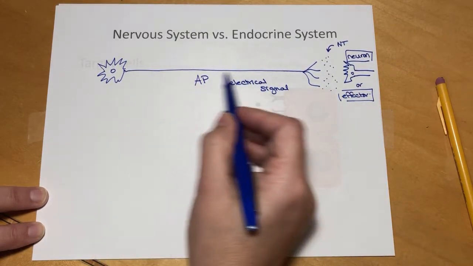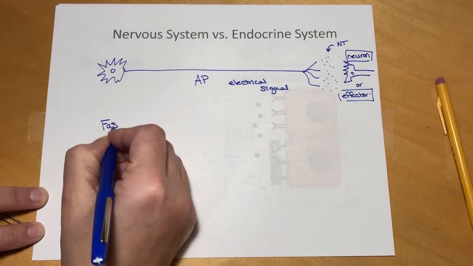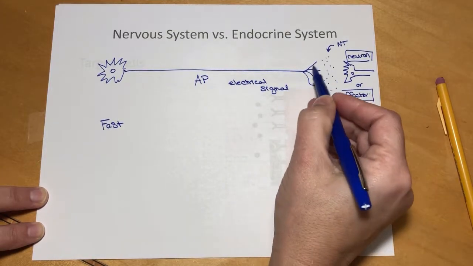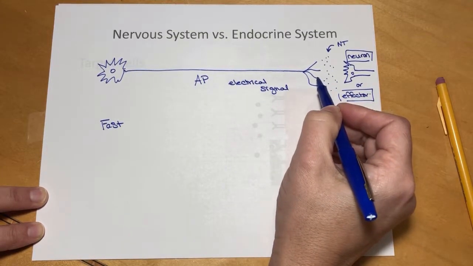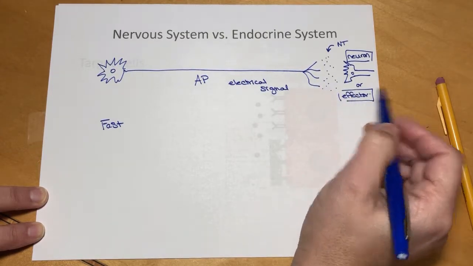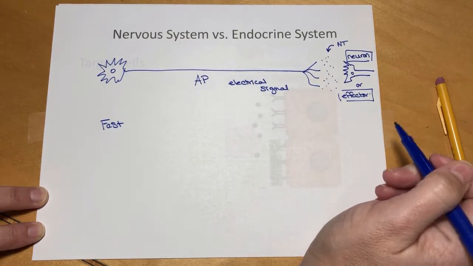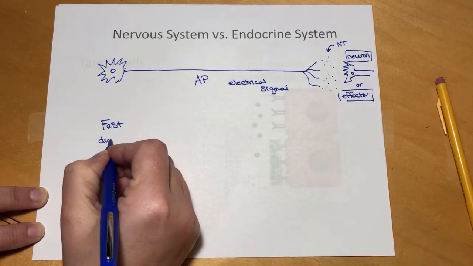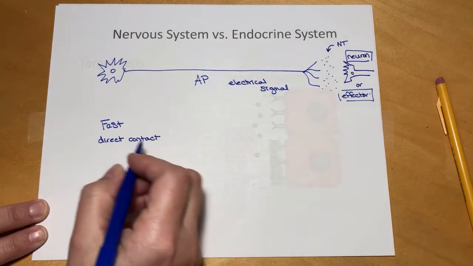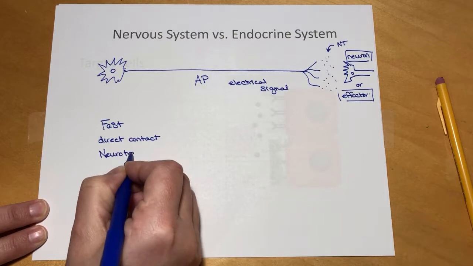And we learned that action potentials travel very fast. They're also direct. So this gap between the terminal end of one neuron and the beginning of another neuron or a different type of effector is very, very small. So this is direct contact, almost. And the chemical signal here is a neurotransmitter.